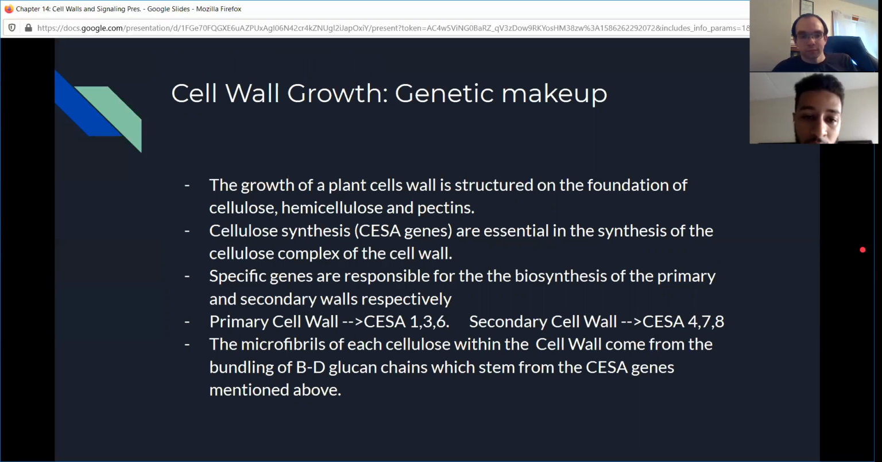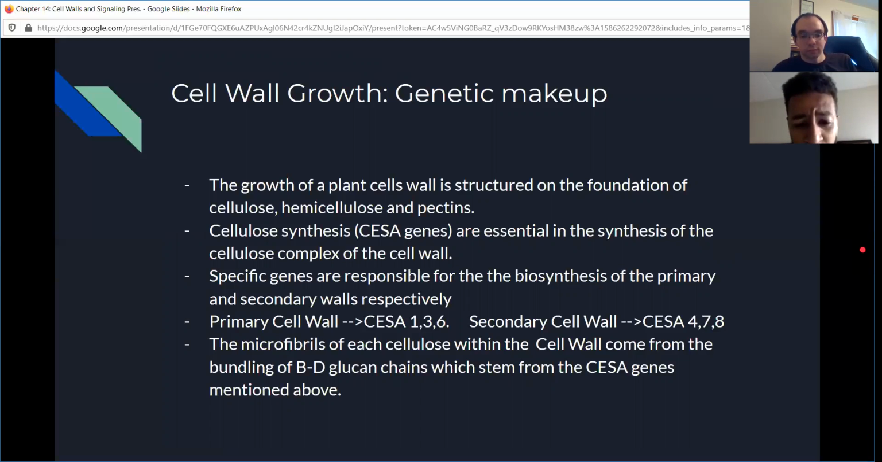And like all things within cells, growth starts with the genetic makeup. This foundation is basically what makes the cellulose, hemicellulose, and the pectins, and they are formed through the synthesis of the CESA genes. Those genes are specific to primary and secondary walls. For the primary walls, these genes are CESA genes 1, 3, and 6, while the secondary wall is made up of CESA genes 4, 7, and 8.